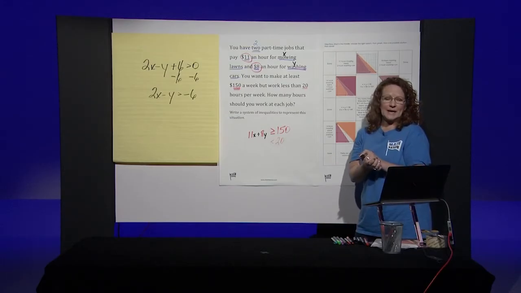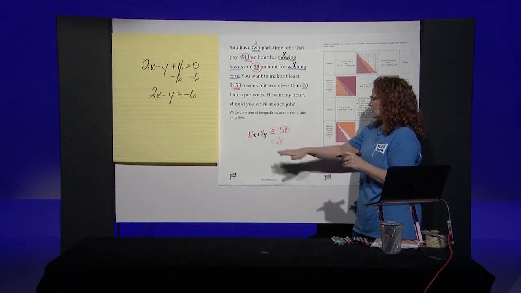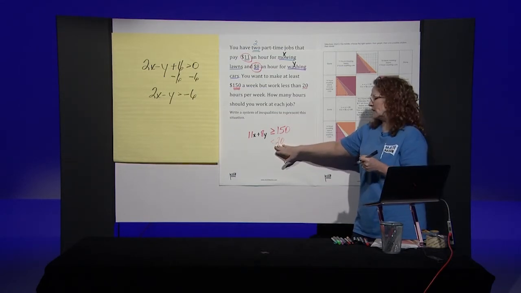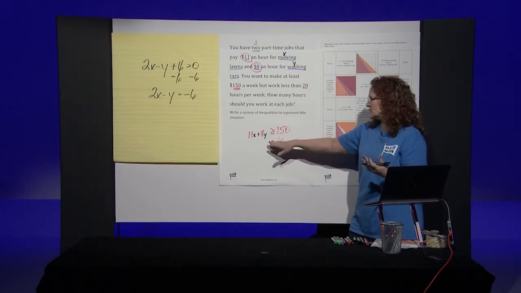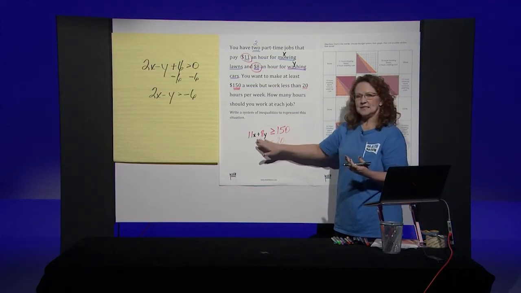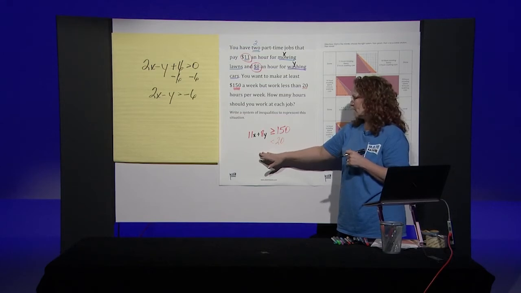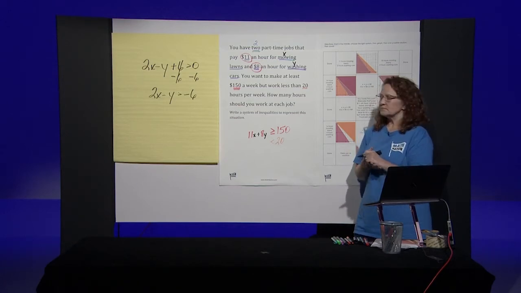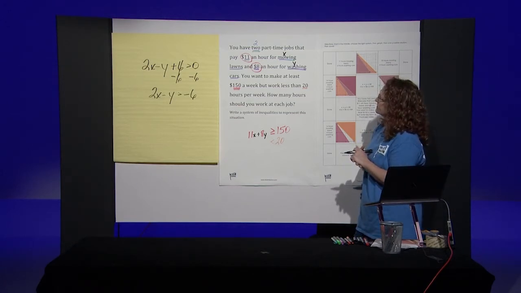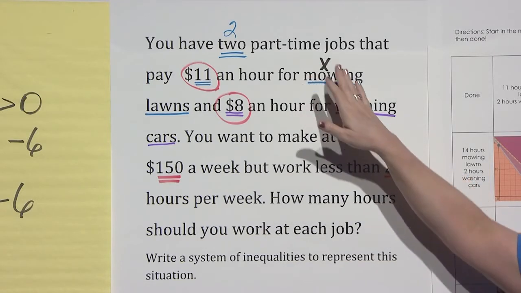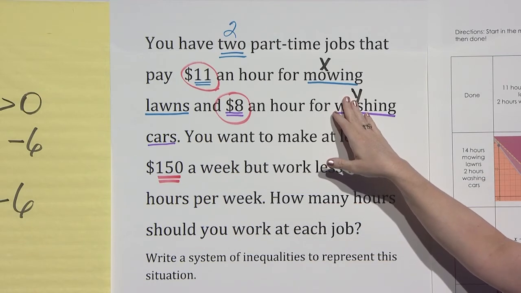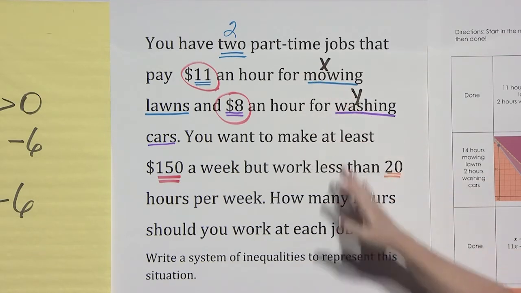Now I need to look for my hours inequality. Remember, I'm only going to add hours to get hours. I'm not going to add money to get money. So we do not need the 11 and the 8 in this second inequality. So what two things do we have that show hours for washing cars and mowing lawns? Good job. The variables, we just named those. So we need to add those variables together. So we're going to add X and Y together.